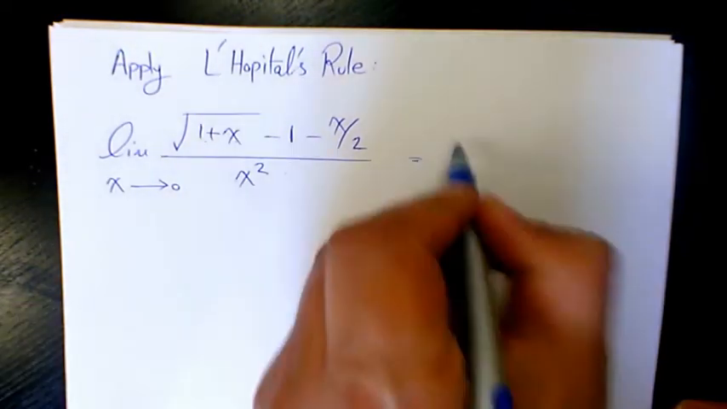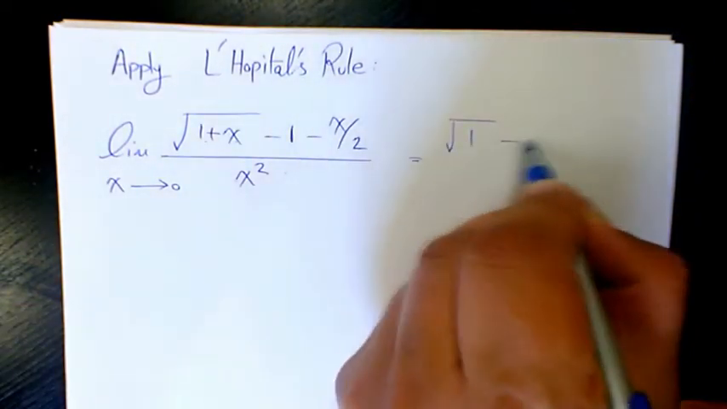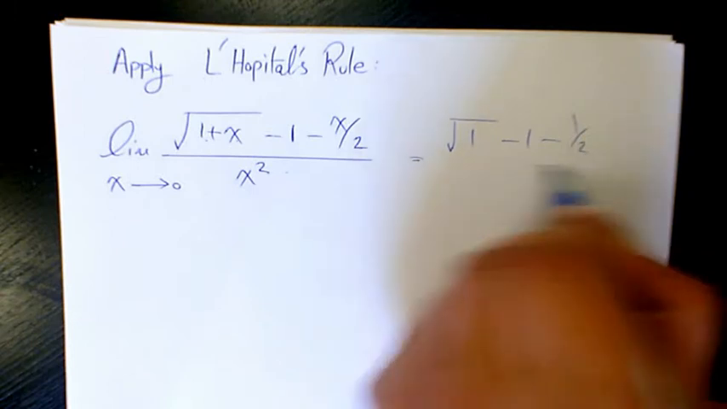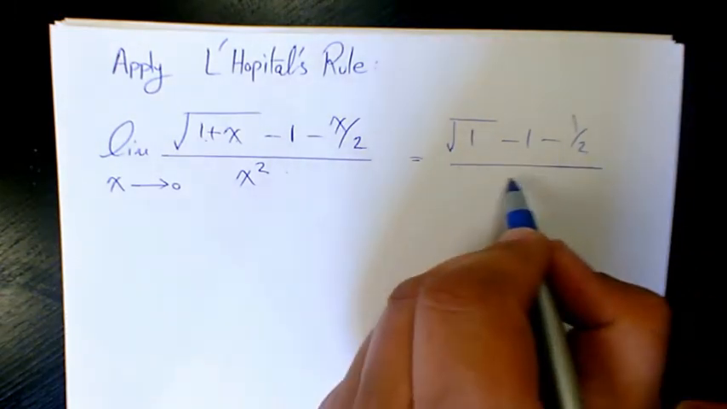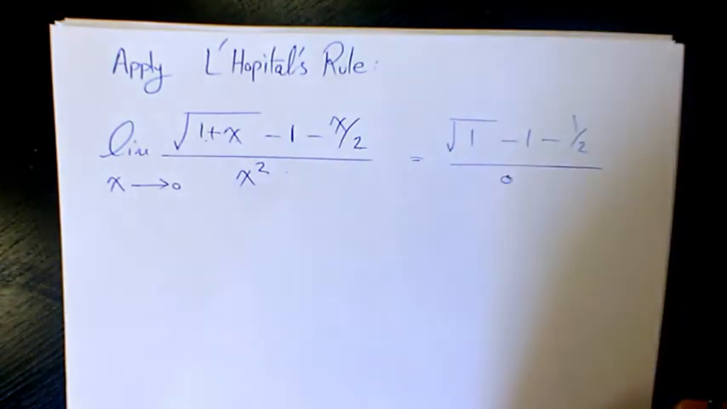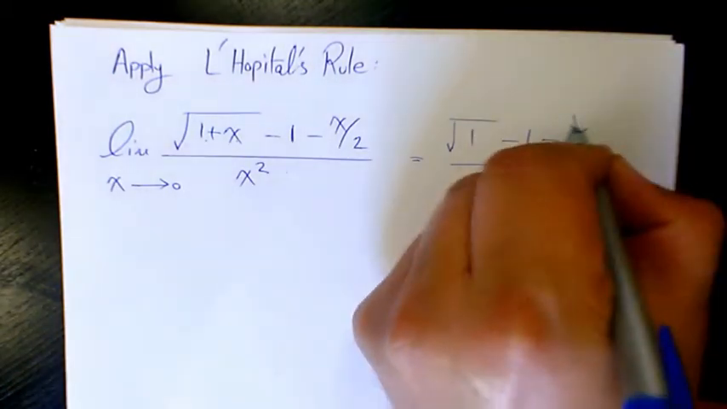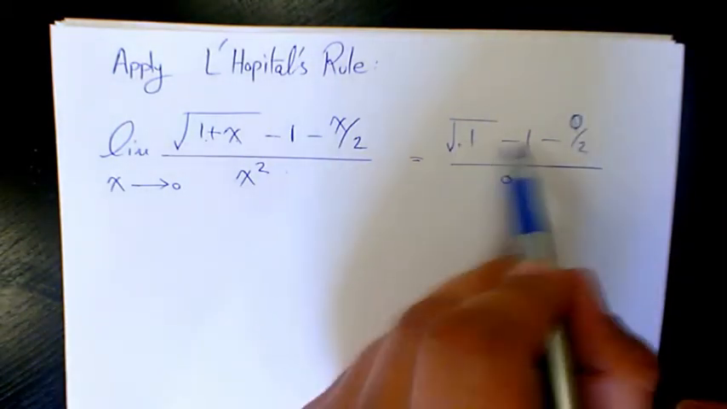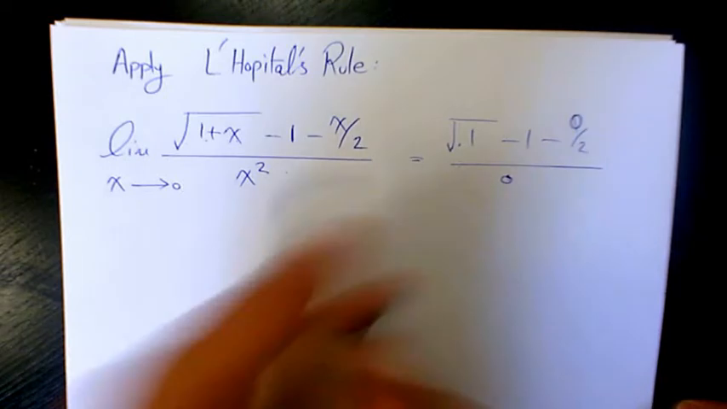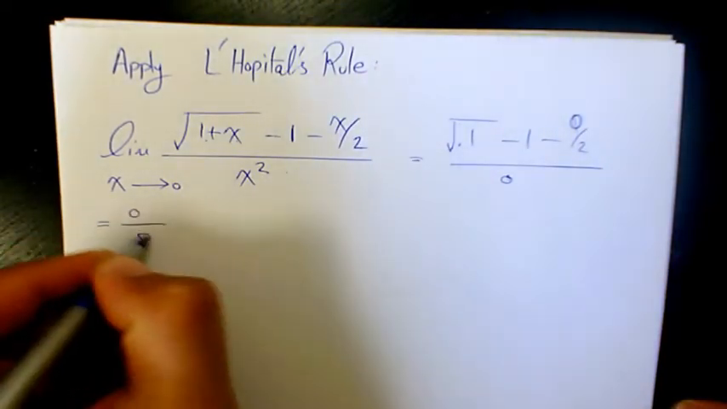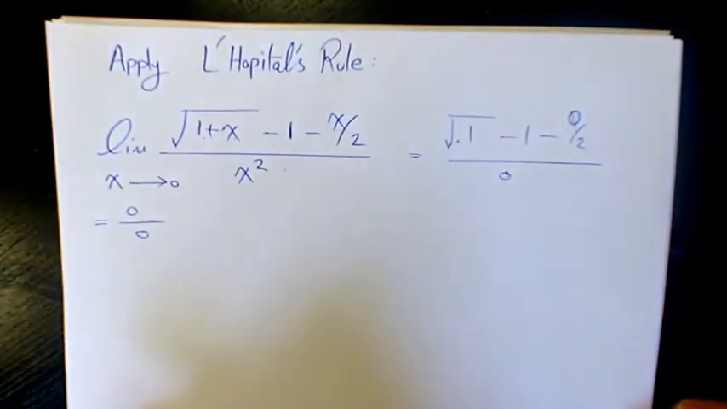When you sub it there, it's going to be square root of 1 minus 1 over 2 over 0. That's going to be 0 over 2. So it's going to be 1 minus 1, 0, minus 0 over 0, which is going to be 0 over 0. So we need to use the L'Hopital's rule.